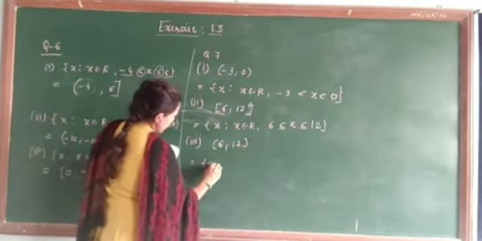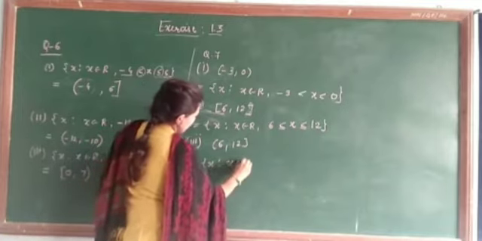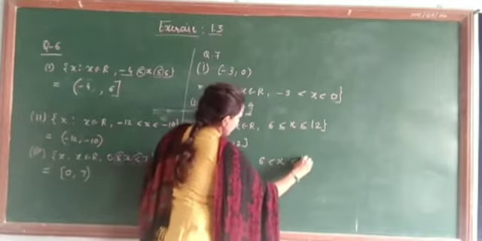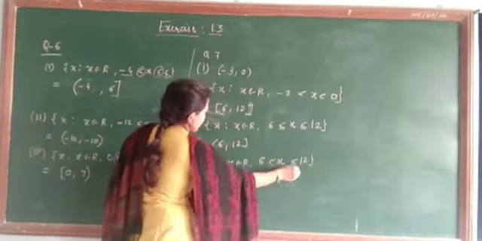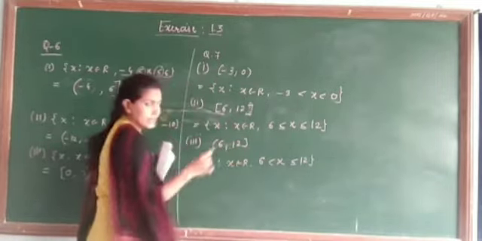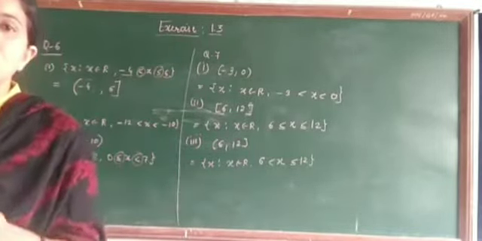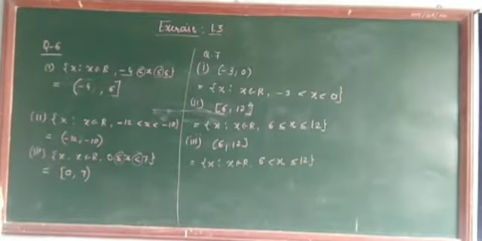Then here also x where x belongs to R, 6 is less than x less than or equal to 12. Why here less than or equal to R? Because here it is a closed interval, right student? So I hope you are very clear with how to write down all these things.